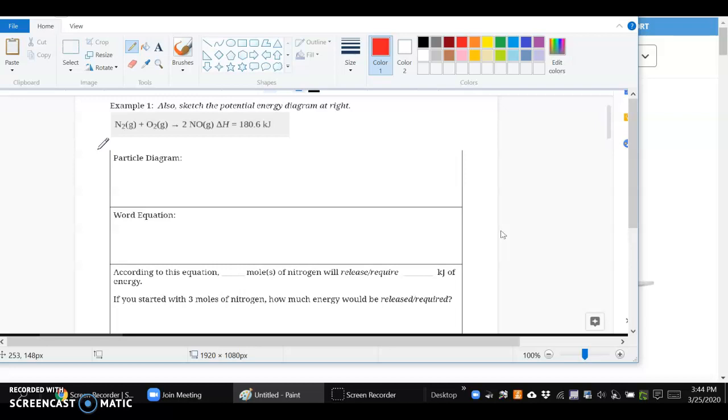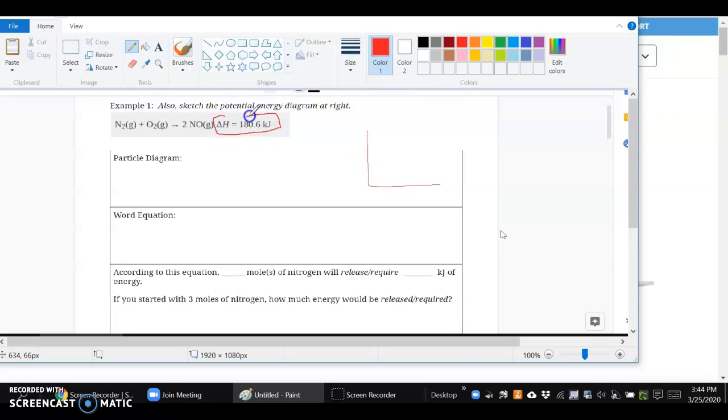Okay. All right. So you're going to first look at an equation. So this is N2 gas plus O2 gas makes 2NO gas. And then you're going to see this new thing, delta H equals 180.6 kilojoules. Okay. So the first thing that you should probably be thinking is you're going to sketch a potential energy diagram, okay? This is like what we did before.